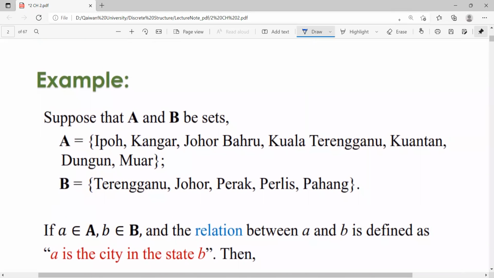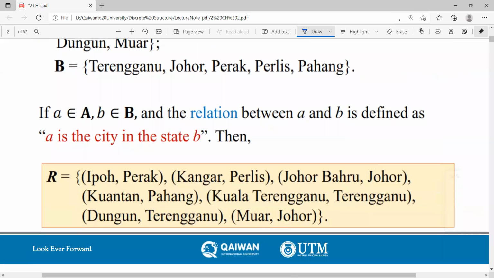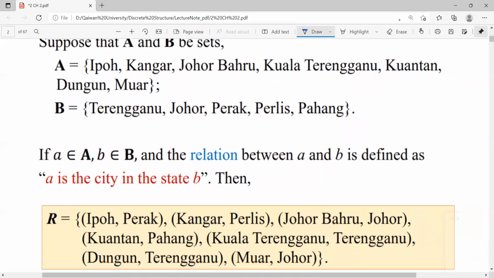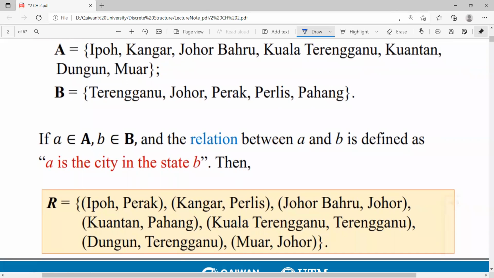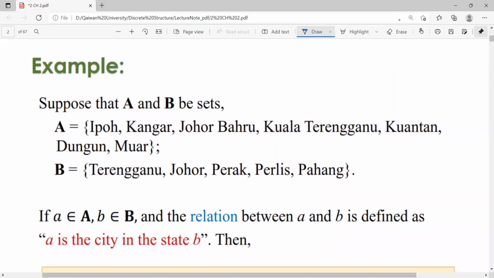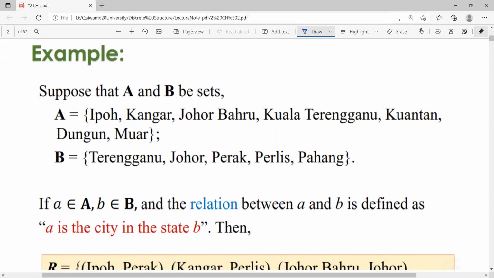Skip this example because it's about states. It's about states and states. None of us may know which state is in which states. That's why you will not see any example like this in exams. So skip this example.